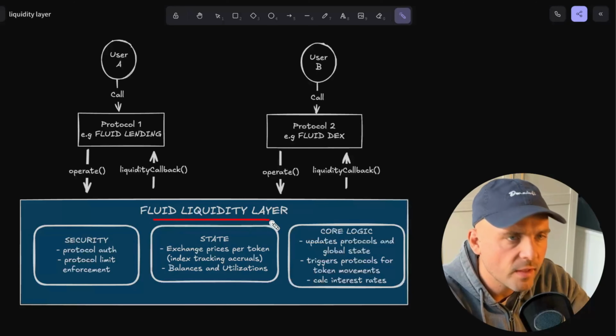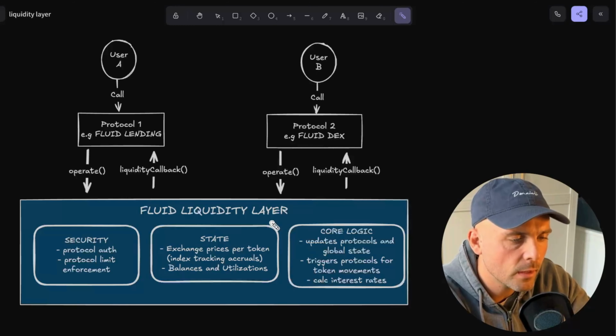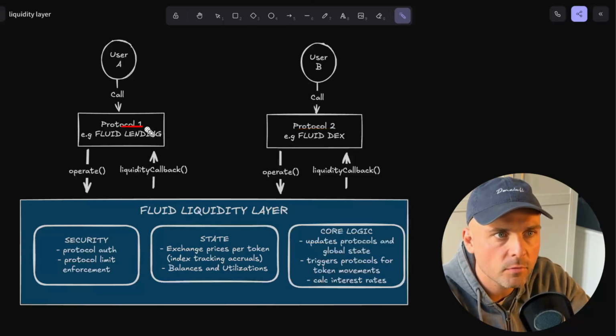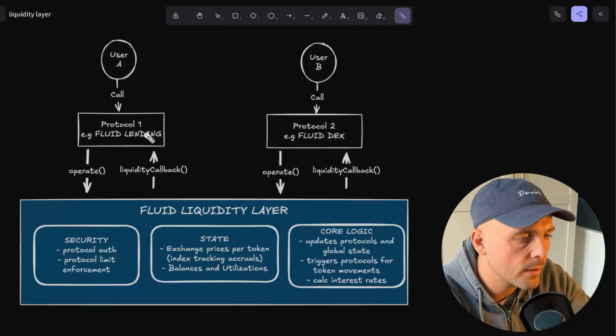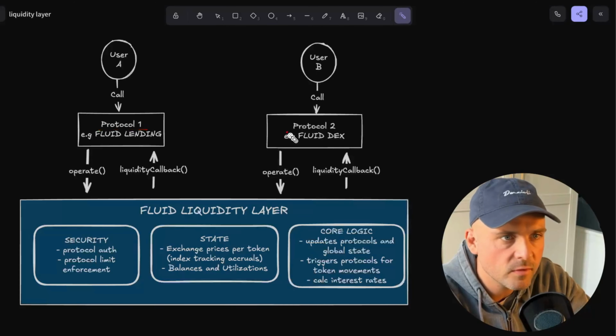So the focus of this liquidity layer really is to be simple, but to be central in order to provide these liquidity network effects to all the various applications that are built on top of it. And all the complex logic, borrowing, lending, swapping, and so on, is not sitting within the Fluid liquidity layer, but is pushed downstream to these applications.